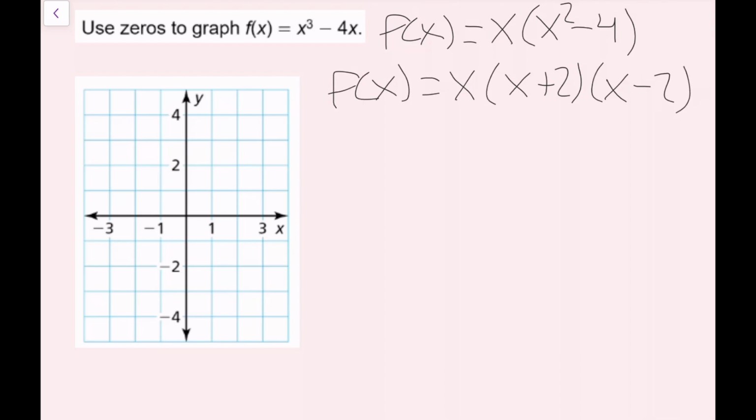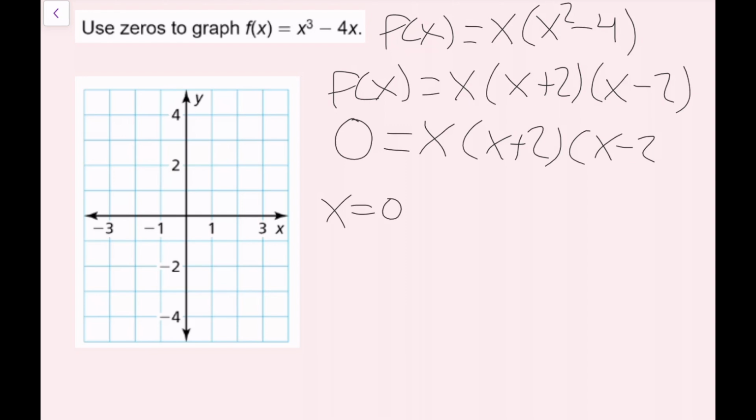All right, so now the hint is to use zeros. So I can easily find my zeros now. I just have to set the f of x equal to 0, and then I get x, and then x plus 2, and then x minus 2. And I can easily tell my zeros. Well, x right here, all I would do is set this equal to 0. So I know that x equals 0 is one of my zeros, probably the easiest one to find.